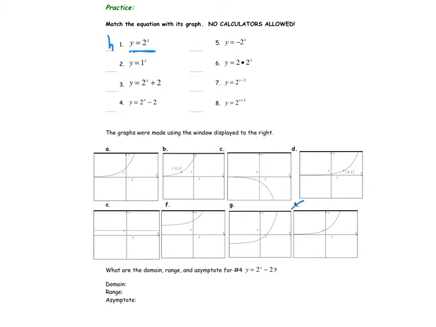Number 2, if you have y equals 1 to the x, that's simply 1. So this is the horizontal line at y equals 1, and that graph is e. So that's not even an exponential function.